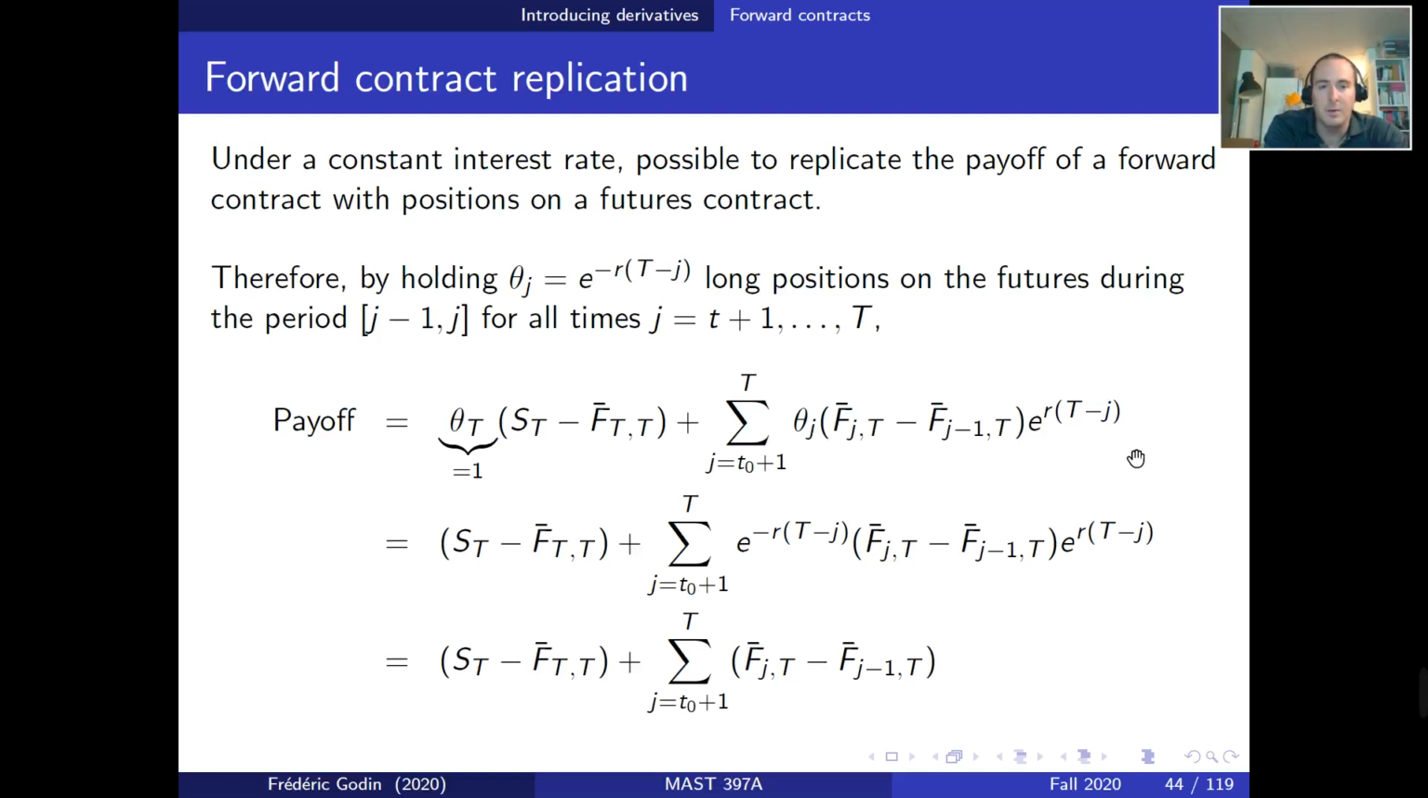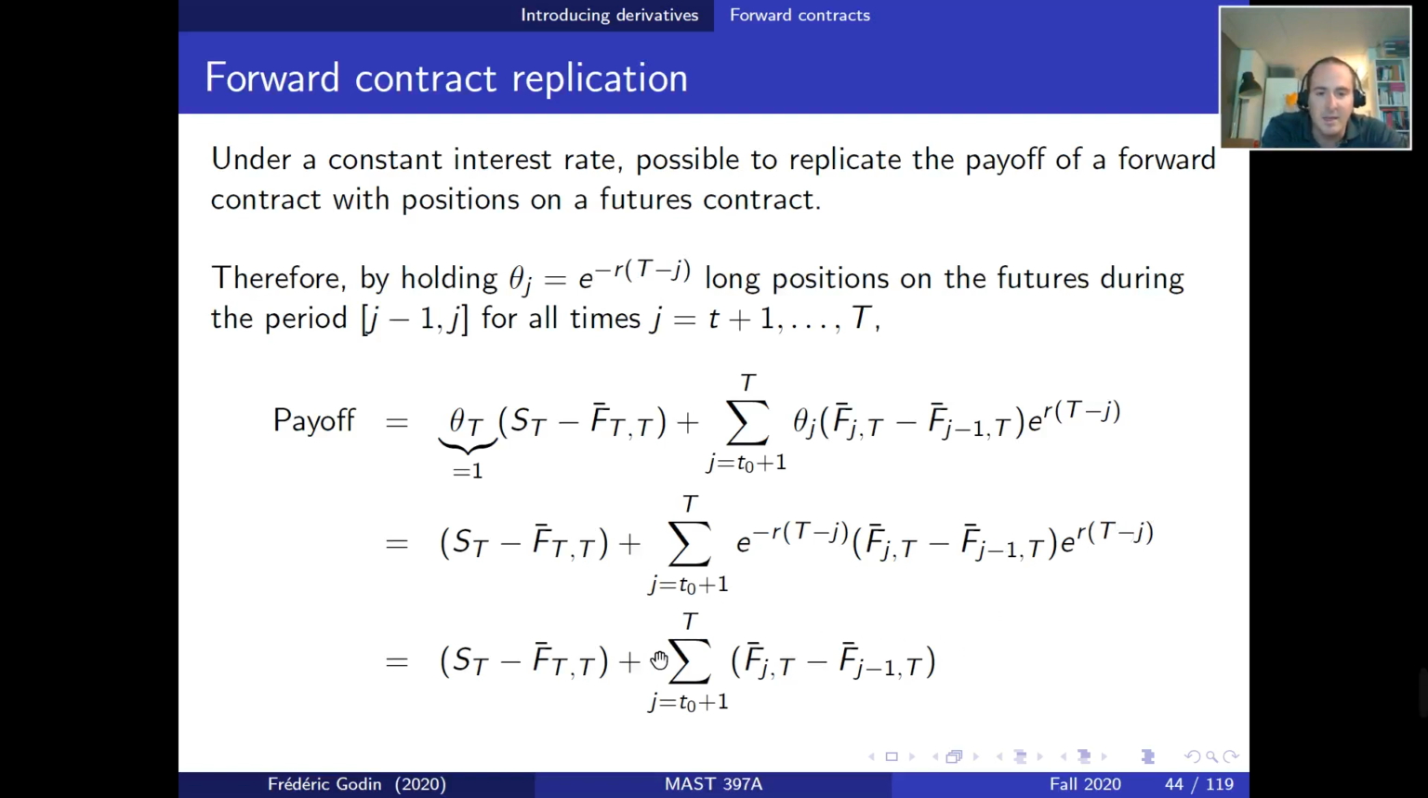Okay, so then to go from the first line to the second line, we notice that this is equal to 1, so this disappears. And furthermore, we can replace this theta j by this amount here, which was the definition of theta j. Okay, so if we do that, then this exponential and this exponential here, they cancel out. So what we obtain ultimately is the following quantity.